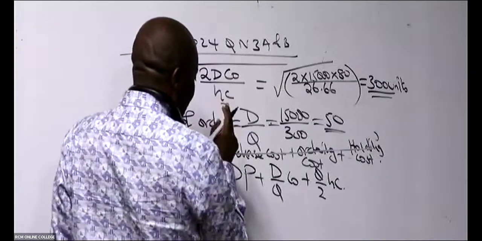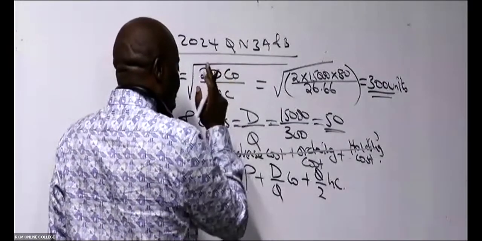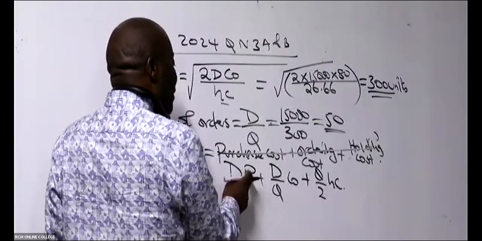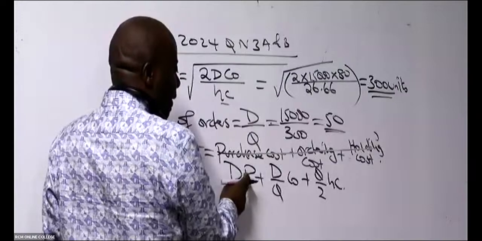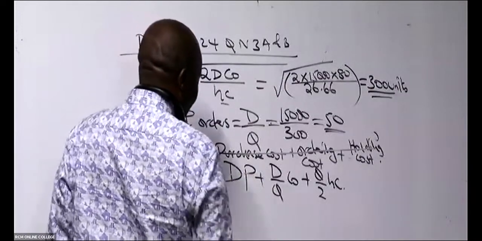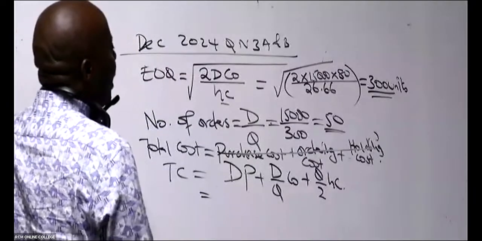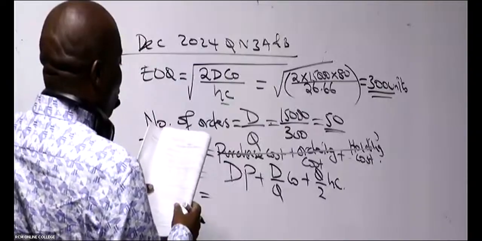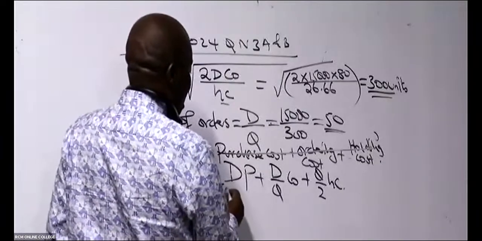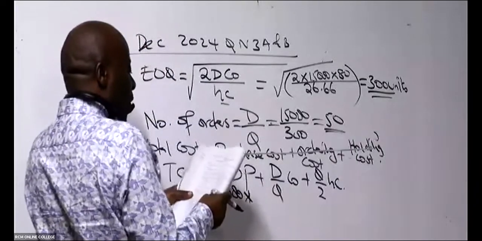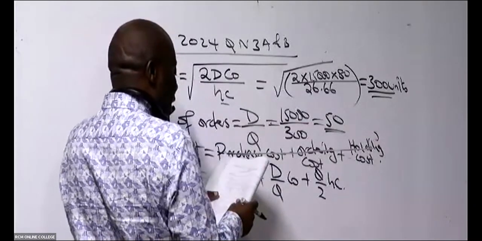Anytime we talk about total cost for inventory items, you should always think about this formula. Mwai Kibaki's DP: D is annual demand, and P is purchase price per unit. The annual demand for product F, you had given me, was 15,000, times price per unit.